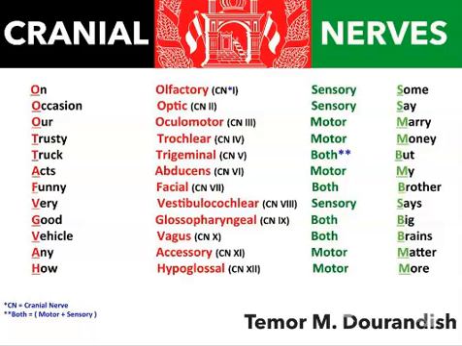Now, one thing to note is that among the sensory, motor, and mixed, there are only 4 that are mixed. There are 3 that are sensory, 4 that are mixed, and 5 that are motor.